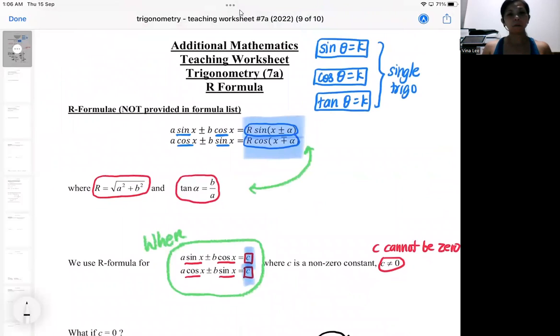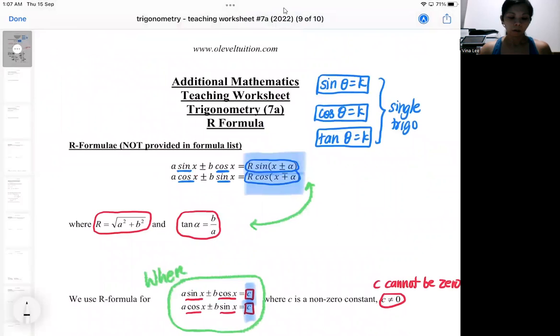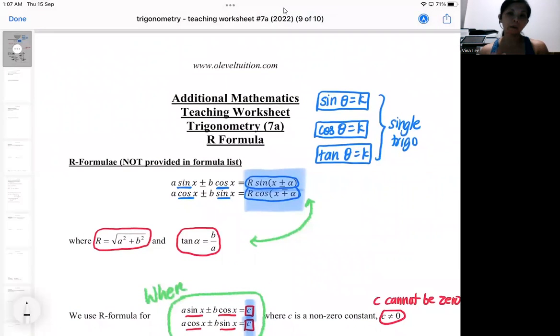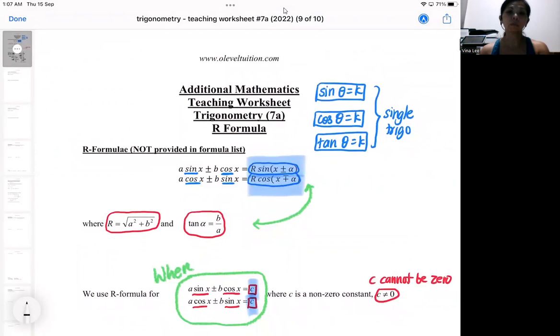That is the whole idea about the R formula. Some people don't understand why or when you want to use the R formula. We need to reduce two functions into a single function. That's the whole idea why there's an R formula. In the next two examples, I will show you how we convert using the R formula, and how the R formula can help us convert two functions into a single function.